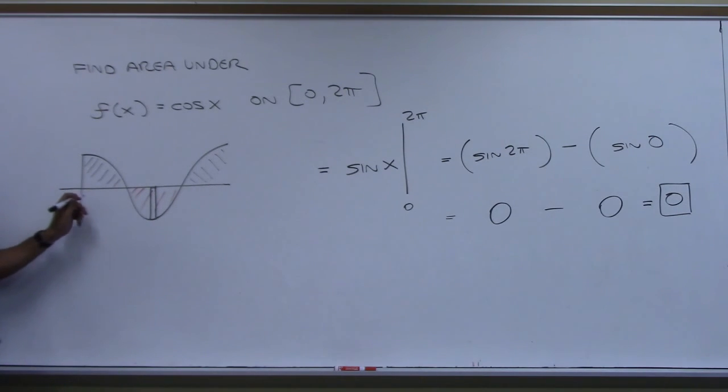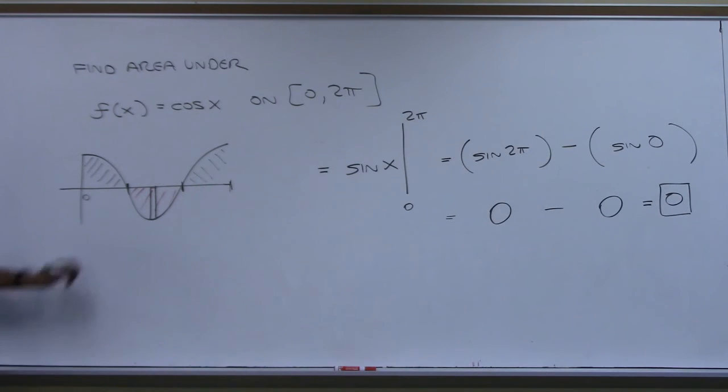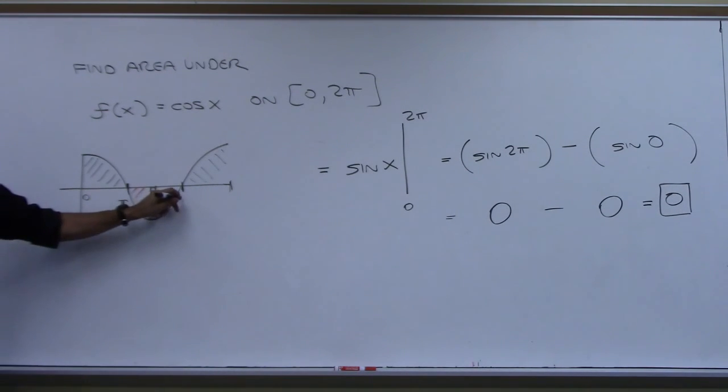Split it up, right? Like first go from 0 to whatever this is, then go from here to here, and then from here to here. So what are those numbers? Where are those occurring? Pi over 2 and 3 pi over 2.